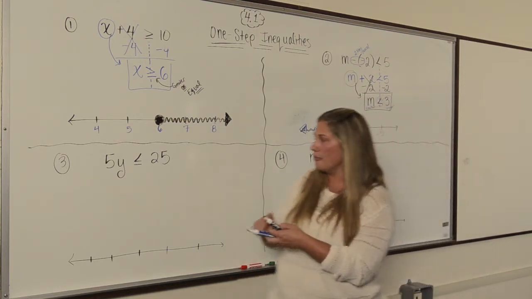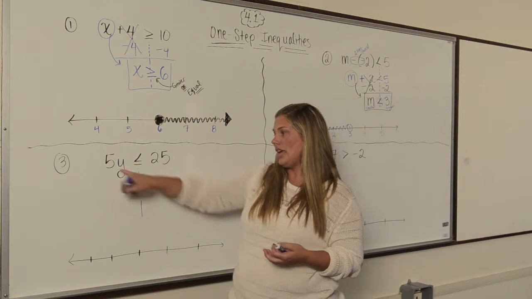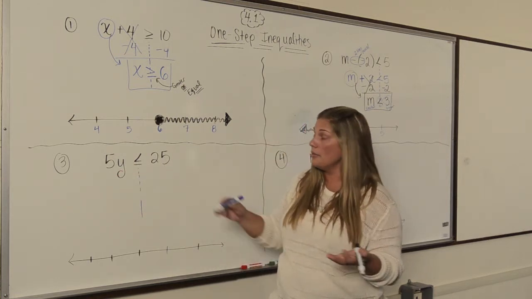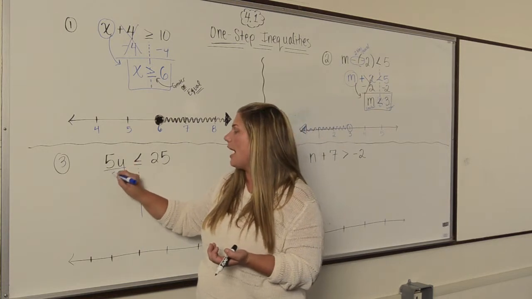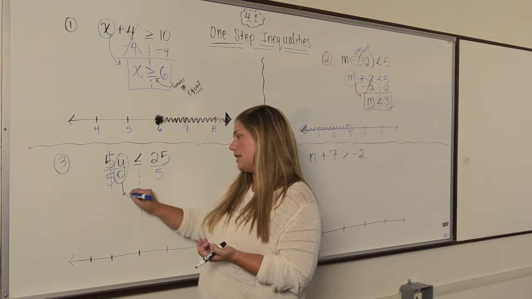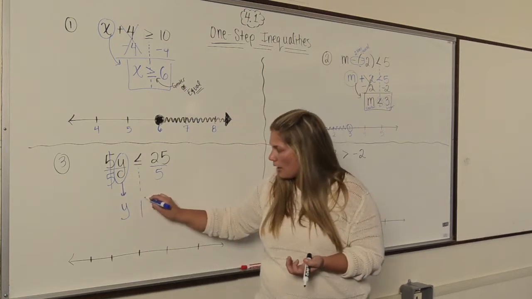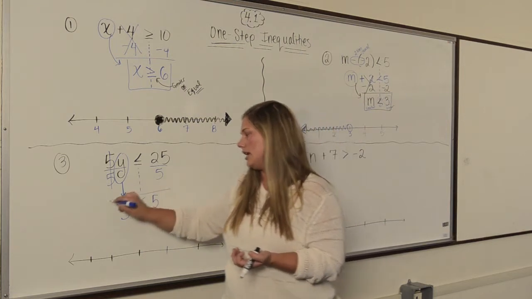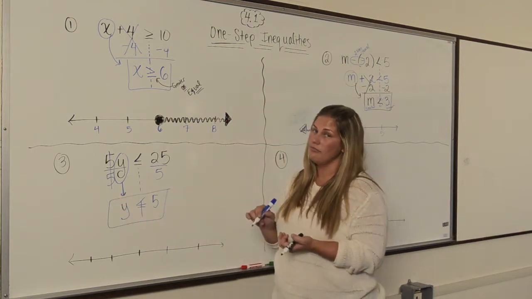So what if we have multiplication? If 5 is touching the y, remember that means multiply. So to get rid of multiply, we have to divide. So I'm going to divide 5 on both sides. That gives me that 1y. I bring down my sign, and 25 divided by 5 is just 5.